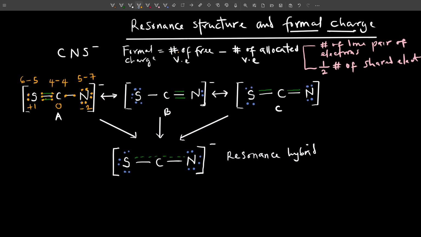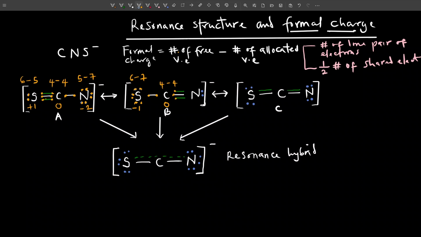Okay, so this will be 6. The free valence electron is 6 in sulfur minus allocated. Let's count. We have 1, 2, 3, 4, 5, 6, and 7. That will give me minus 1 for our charge. For carbon, there are 4 valence electrons minus allocated valence electrons. We have 1, 2, 3, 4. Just count what is around carbon. The electrons around carbon, just count them. So that's allocated. So 4. That will give me a formal charge of 0.